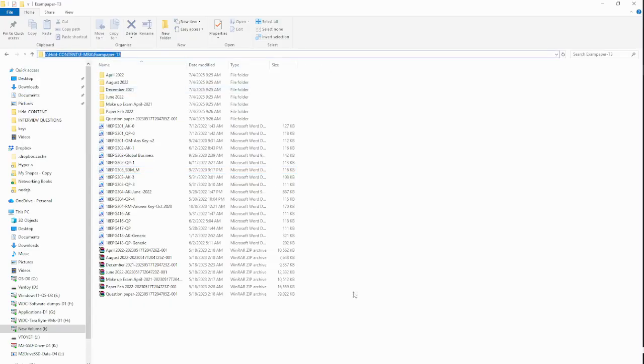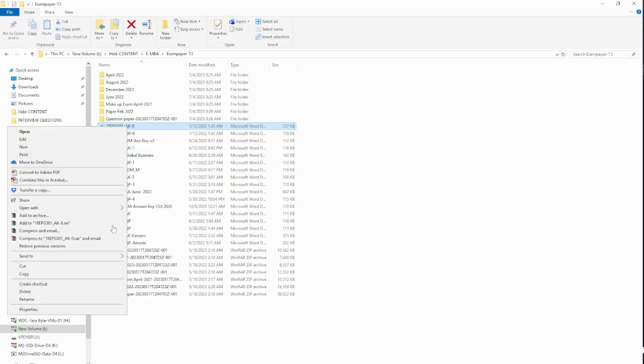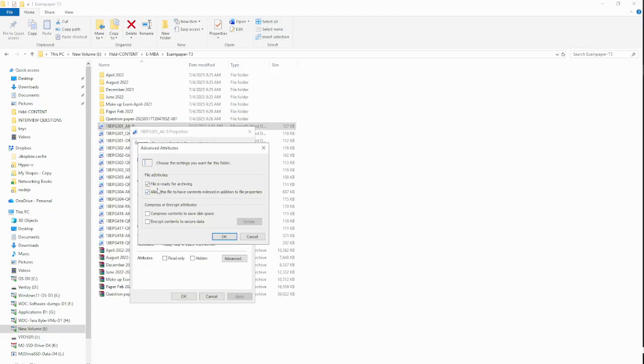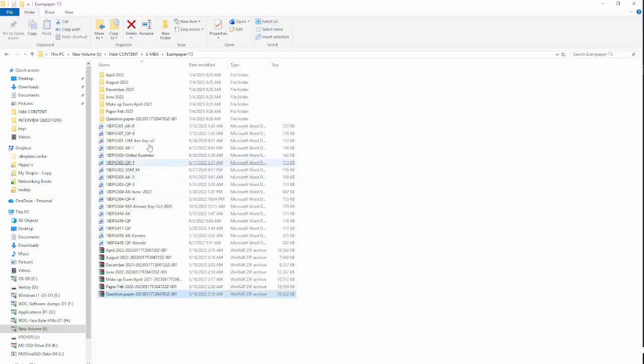So I am copying this. I want to copy the entire folder here. You see it here: right click, properties, and then advanced. Click on advanced. You see it here, file is ready for archiving. Can you see it now? So now let me copy this. I will take this backup now.